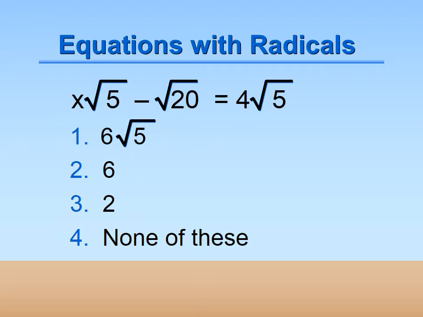And so then you divide both sides by the square root of 5. And so you get your final answer of 6 because the square roots of 5 will cancel out. So that's answer choice number 2.